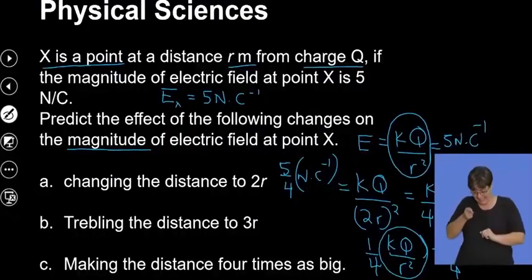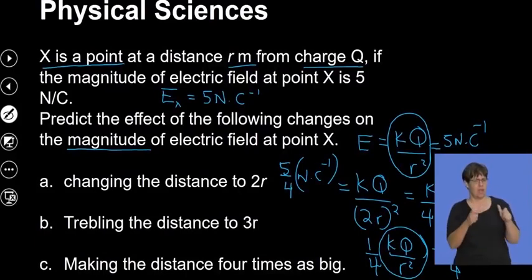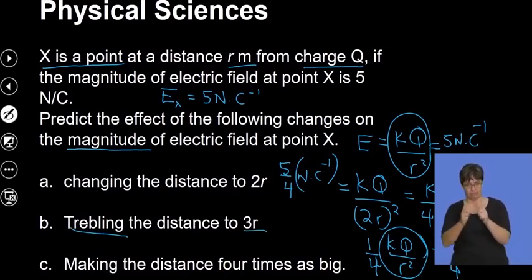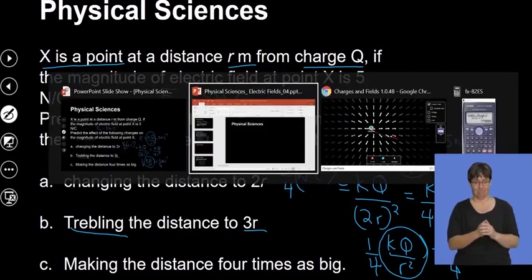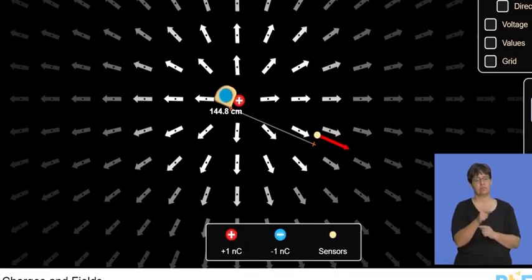Now, question B says, predict the effect of the following changes on the magnitude of electric field at point X. We are trebling the distance, so language is very important. If we treble something, it means we multiply it by 3, or it becomes 3 times as big. If we go back to our simulation, using the very same setup, the distance becomes greater. So instead of that 144, we make the distance 3 times as great.